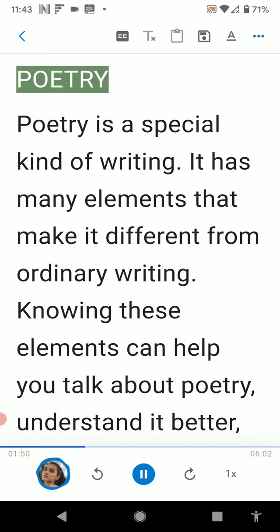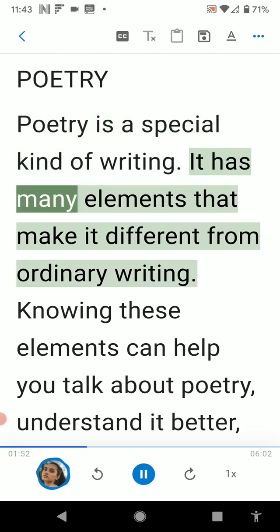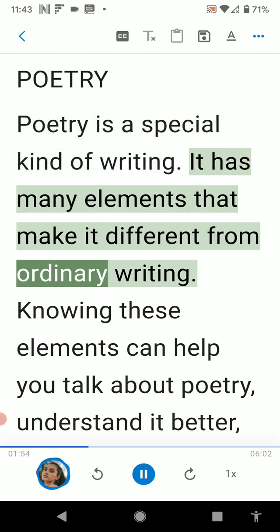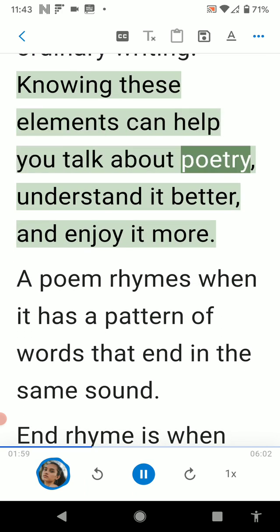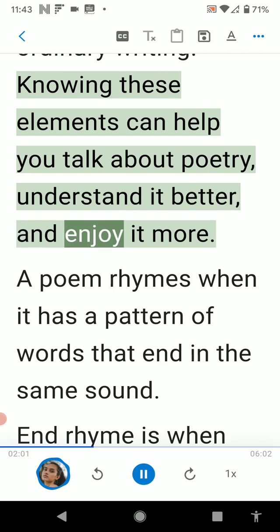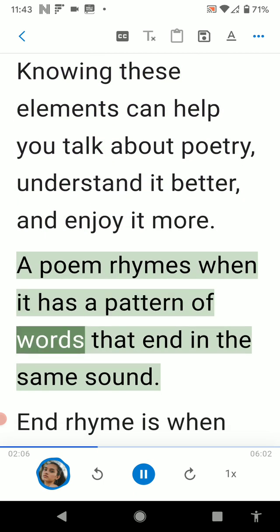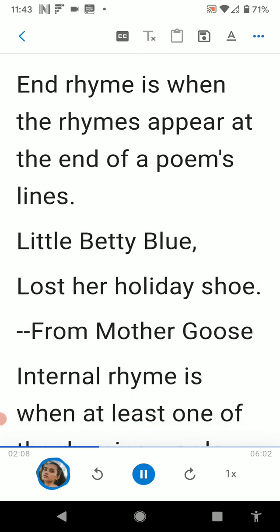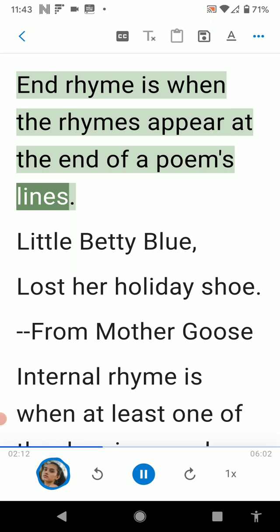Poetry. Poetry is a special kind of writing. It has many elements that make it different from ordinary writing. Knowing these elements can help you talk about poetry, understand it better, and enjoy it more. A poem rhymes when it has a pattern of words that end in the same sound. End rhyme is when the rhymes appear at the end of a poem's lines.